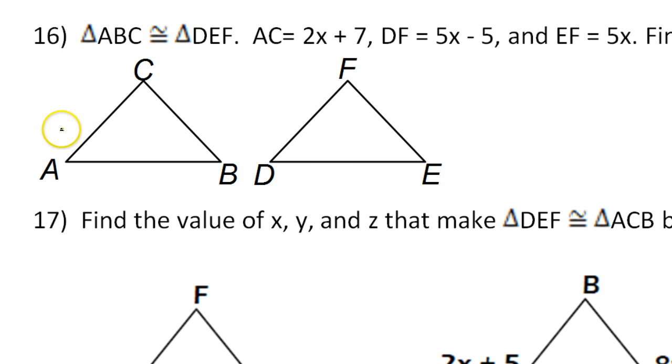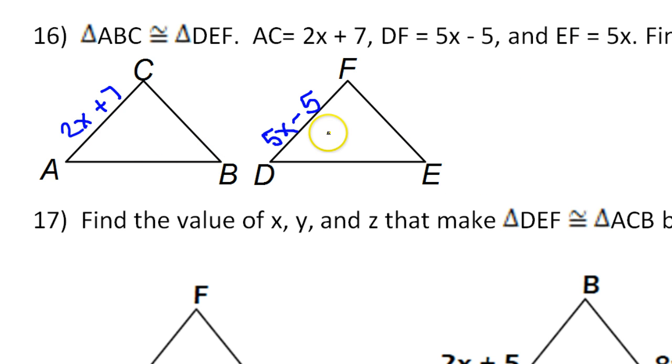So this is 2x plus 7. DF is 5x minus 5. Okay, good to know. Let's start with that before I get into the rest of it.